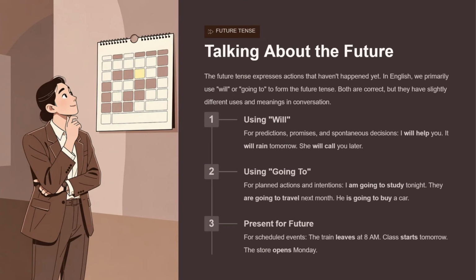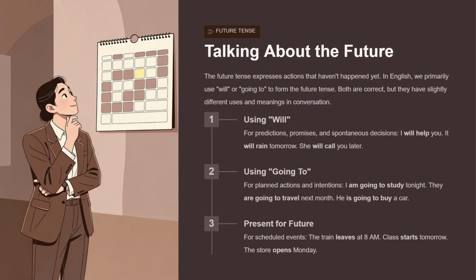Now let's focus on the future tense, talking about the future. The future tense expresses actions that haven't happened yet. In English, we primarily use will or going to form the future tense. Both are correct, but they have slightly different uses and meanings in conversation.